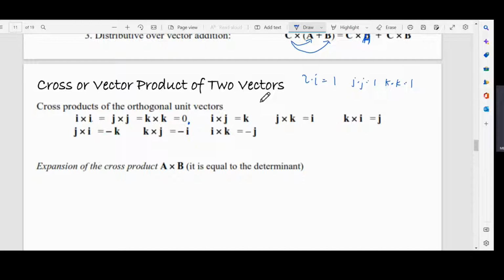Okay, remember that. In the dot product, I dot I is equal to 1, J dot J is equal to 1, K dot K is equal to 1, or same unit vectors will be equal to 1. Here, if we have the same vector, it will be equal to 0. Okay. Also, I cross J is equal to K, J cross K is equal to I, and K cross I is equal to J. And J cross I is equal to negative K, K cross J is equal to negative I, and I cross K is equal to negative J.